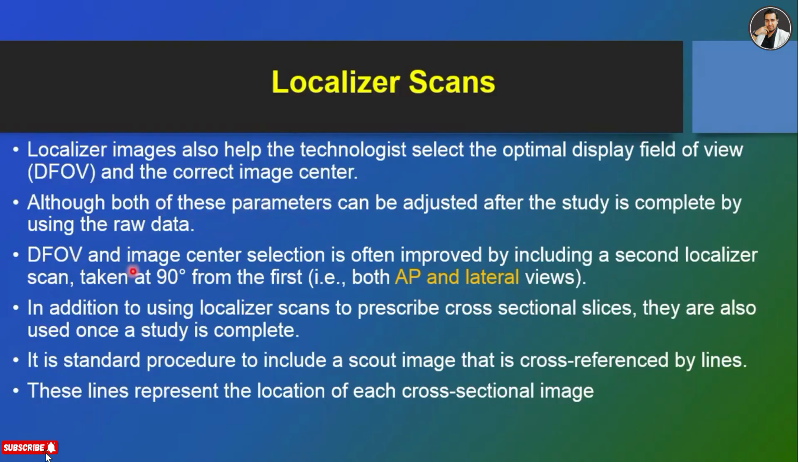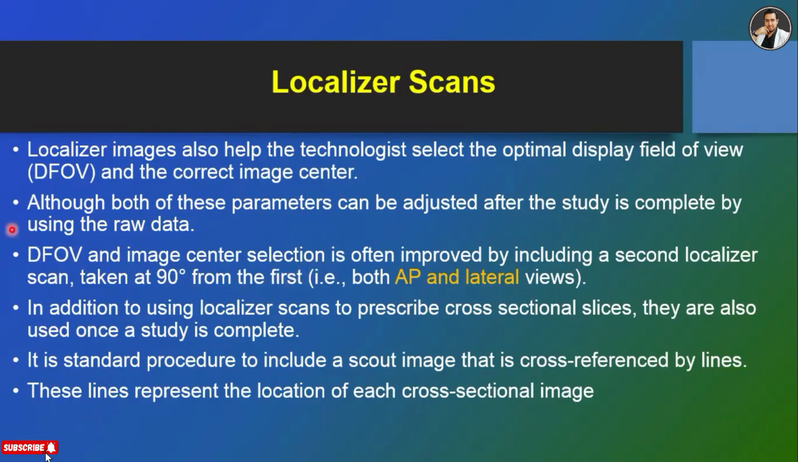Display field of view and image center selection is often improved by including a second localizer scan taken at 90 degrees from the first, both AP and lateral. As you can see, it takes a little more time to take two topograms, this AP and lateral, but then it is more convenient to position and plan. So, you can see beautifully what our slices are reading on.